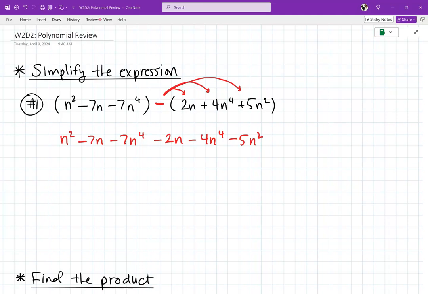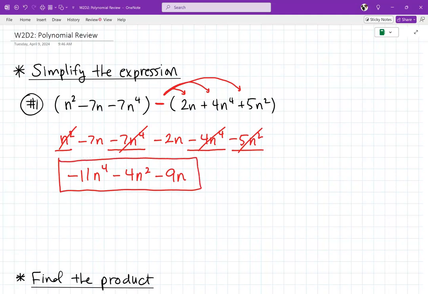Get your common terms, put them together. Okay, I always start with the highest power. So I'll start off with negative 7n to the 4th minus 4n to the 4th. Well, that's going to be negative 11n to the 4th. I'll cross these out. Then I'll go to the next highest power. That's n squared minus 5n squared. That's negative 4n squared. I'll get rid of these. And then the last two that are left are like terms. Negative 7n minus 2n. That's negative 9n. And I'm done.